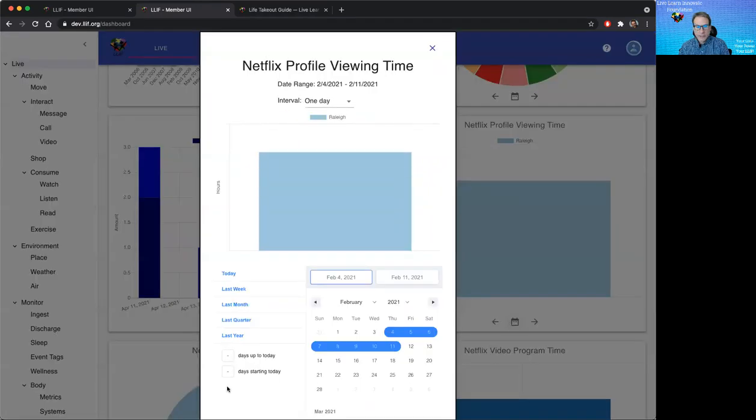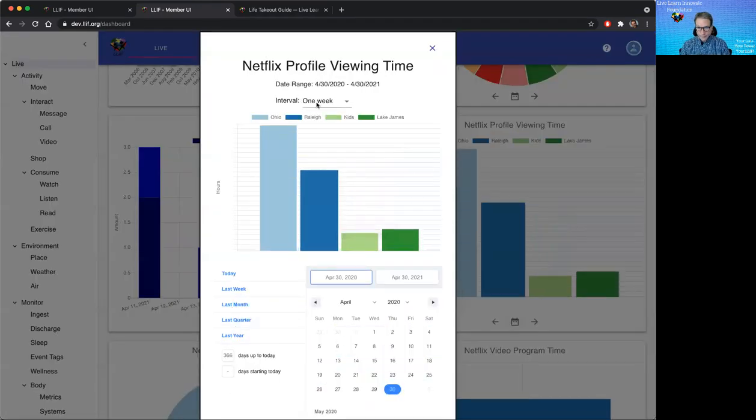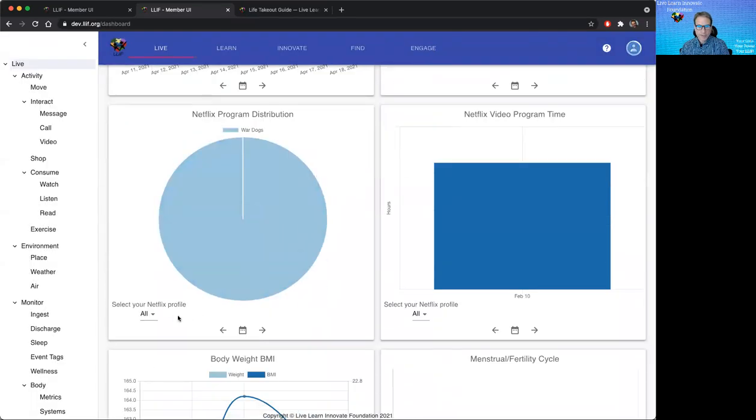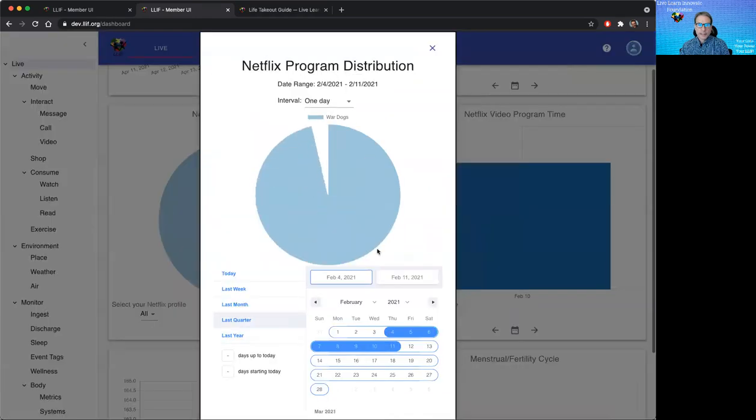Now, Netflix video, there's profiles. So, we had to design around the profile, and I could go back and look at the amount of watching of each profile over time. So if you have kids or maybe a rental house that has a profile, you'd be able to track video viewing habits by Netflix profile. You can also see your programs and choose the profile you want to see.